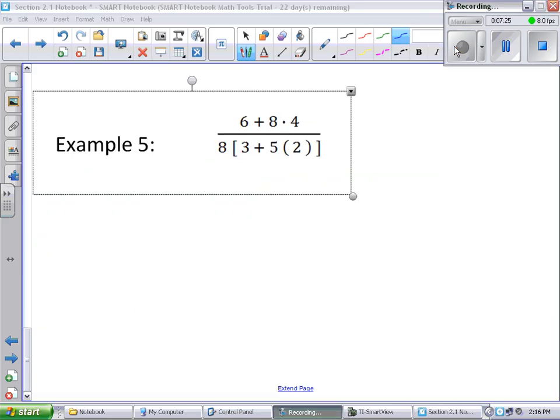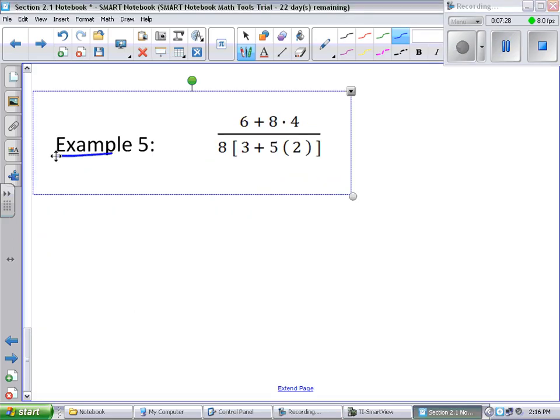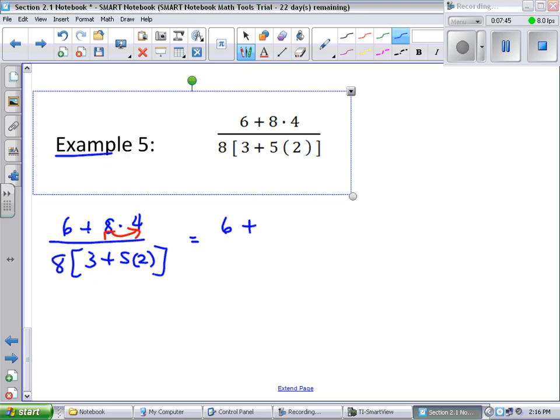In example 5, I will want to work the numerator and the denominator separately. 8 times 3 plus 5 times 2. Starting with the numerator, I will need to multiply before I add, so that in the numerator I will have 6 plus 8 times 4, which is 32. In the denominator, I will need to multiply here within the parenthesis. It would give me 8 times 3 plus 10. Then I will have 6 plus 32 is 38, times 8, 3 plus 10 is 13.